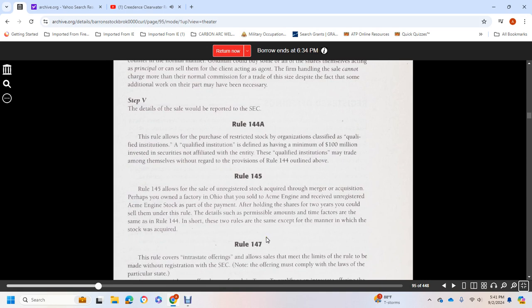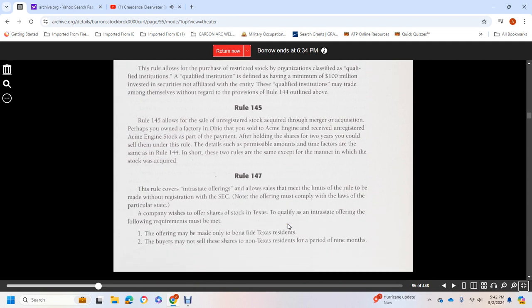Rule 145. Rule 145 allows the sale of unregistered stock acquired in a merger or acquisition. Perhaps you own a factory in Ohio that you sold to Acme Engine and received unregistered Acme Engine stock as part of the payment. After holding the shares for 2 years, you could sell them under this rule. The details, permissible amounts, and time factors are the same as Rule 144. In short, the two rules are the same, except for the manner in which the stock is acquired.